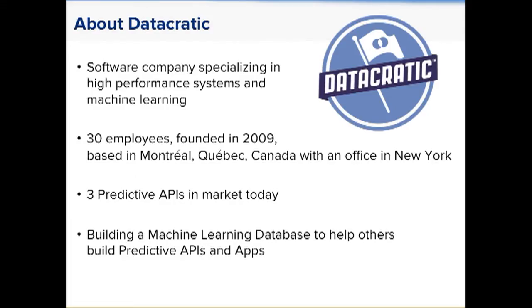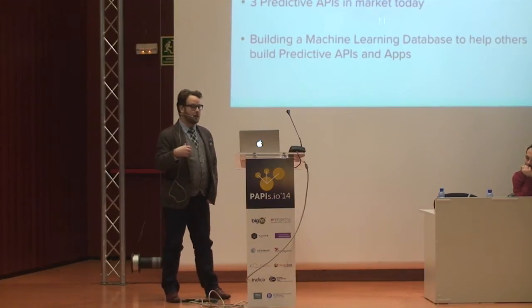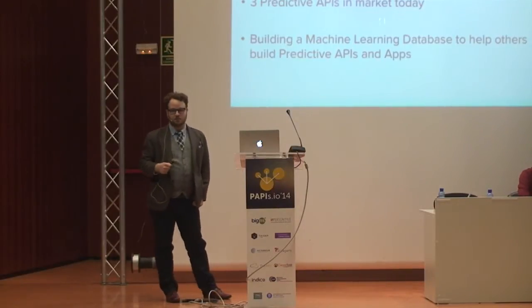So Datacratic, we're a software company specializing in high-performance systems and machine learning. We're founded in Montreal, proud to be based in Montreal, in 2009. We have 30 employees today, and an office in New York. And today, we have 3 predictive APIs in the market, one of which is the one I'm going to be telling you about. And we're taking basically everything that we've learned in building these predictive APIs and extracting that knowledge into an infrastructure component we call a machine learning database, which will enable others to build predictive APIs and apps. But today I'm going to talk to you about our RTB Optimizer.